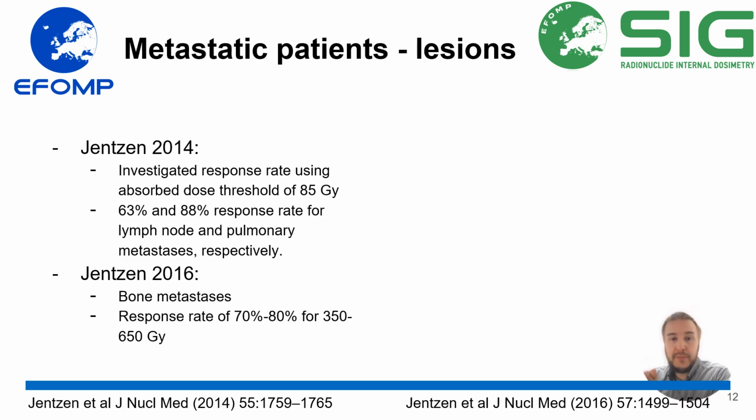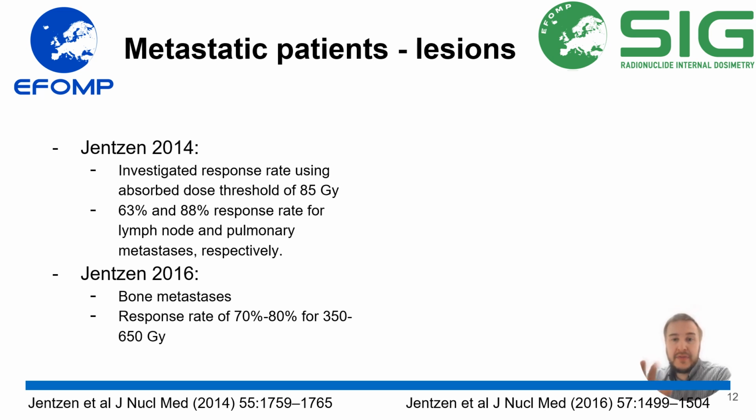And then there's a couple more papers by the Jensen group. They published 2 papers. One very much focused on soft tissue lesions, so lymph nodes or pulmonary metastases, and then another later paper on bone metastases. And they found that if they used an absorbed dose threshold of 85 gray in the soft tissue lesions, they found response rates of 63 or 88% respectively for lymph nodes and pulmonary metastases.